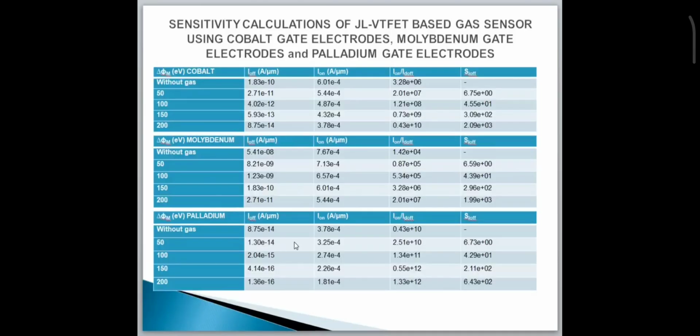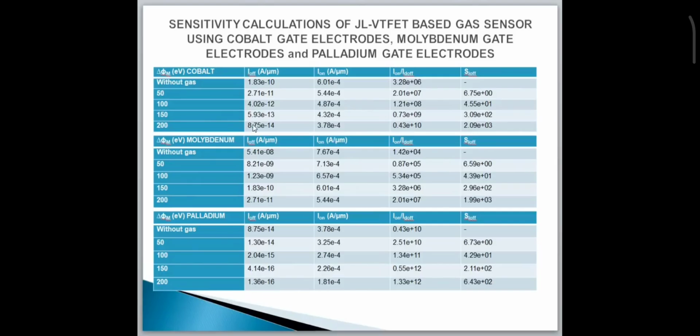This is the sensitivity comparison. Sensitivity calculation of the junctionless vertical TFET based gas sensor: the first table is for the cobalt gate electrode, the second table is for the molybdenum gate electrode, and the third table is for the palladium gate electrode.